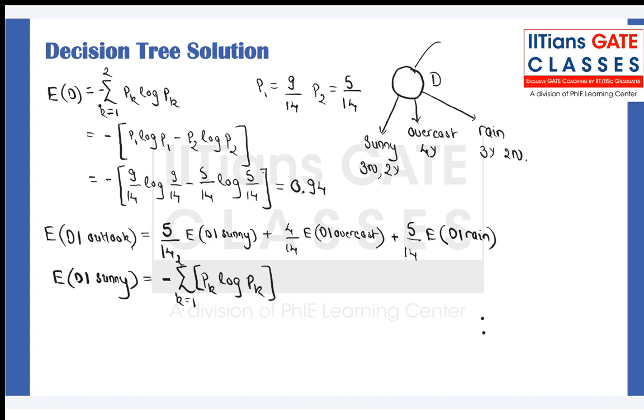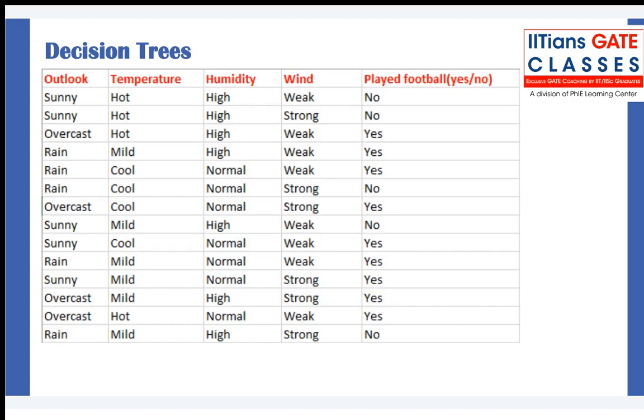And over here, since I'm telling you that the outlook is sunny, you will only consider the data sets which have the outlook sunny. Because if I'm telling you that the outlook is sunny, then I'm not considering any other data point, and I'm only calculating the entropy based on this.